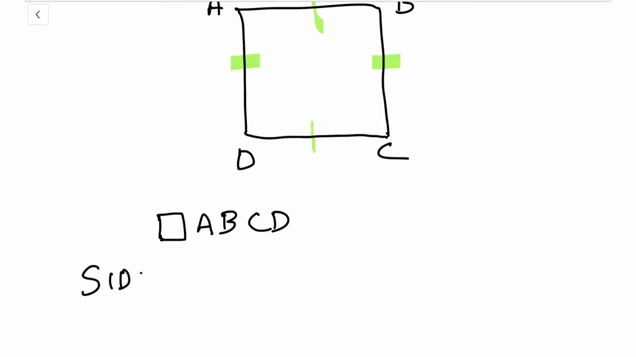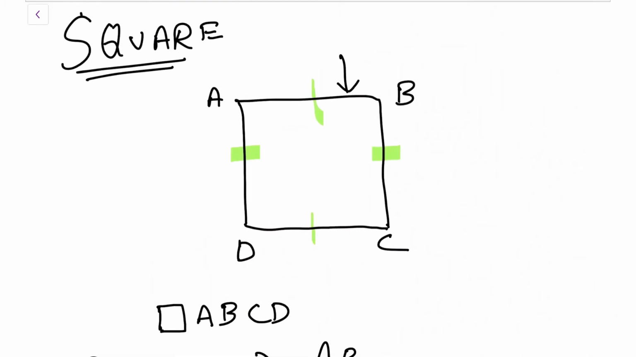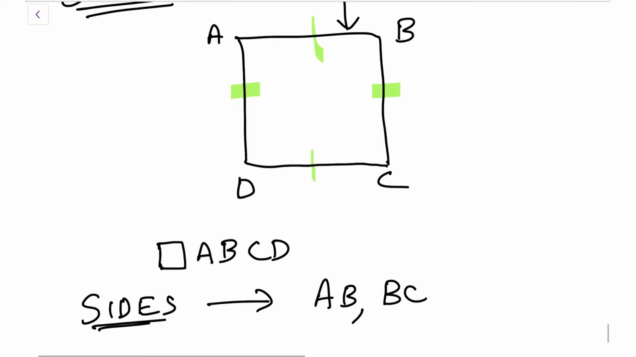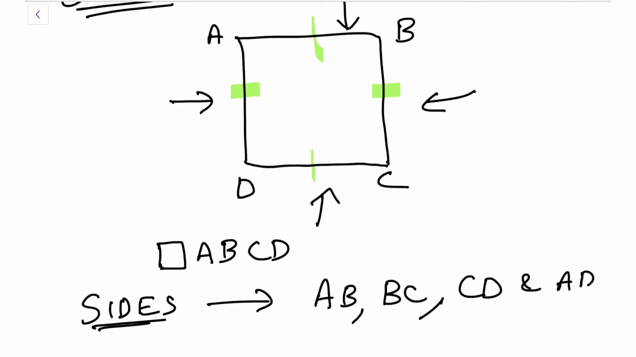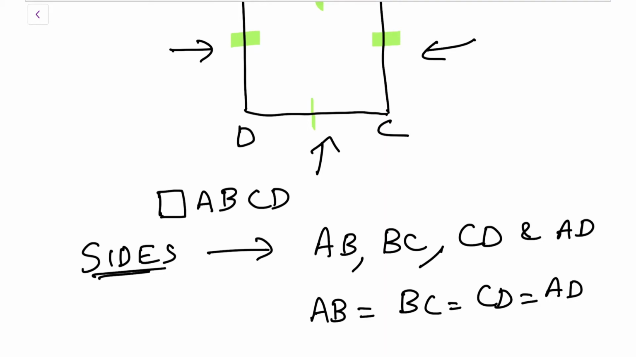Now tell me, what are the sides of the square? Can you tell me? AB, very good. AB is this one. And then you have BC, which is this one. Then you have this one, that is CD, and you have AD. Okay. Now, as we saw earlier, all 4 sides are equal. That means you can say AB is equal to BC is equal to CD is equal to AD. This is a very important property of a square, that all the sides are equal.